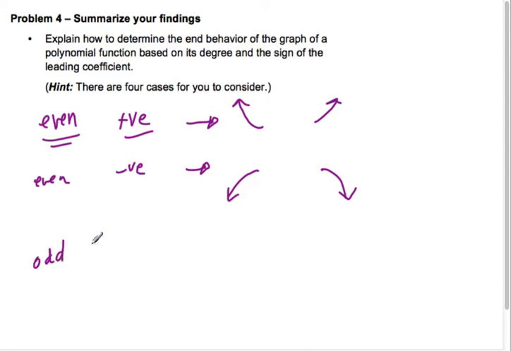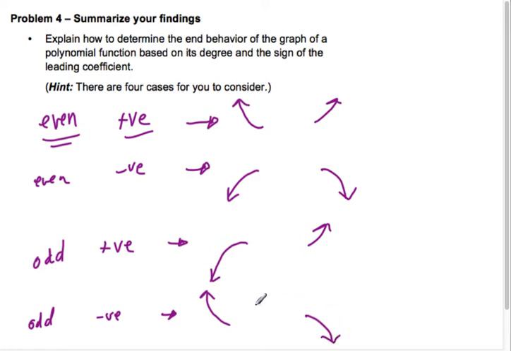Now if we had an odd degree polynomial and a positive leading coefficient, then as x goes to negative infinity, it's going down, there's stuff going on in the middle maybe, and as x goes out to positive infinity, it should be going up. In our last case, if it's odd and a negative leading coefficient, this is reversed, so it goes up when it goes out to negative infinity, and it should be going down as x goes to positive infinity. We've got all this stuff going on in the middle. So those are our 4 cases to consider.